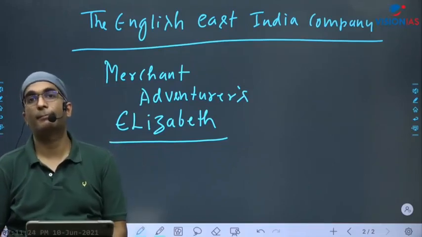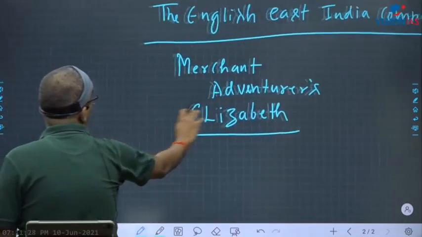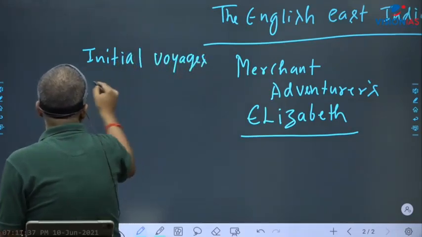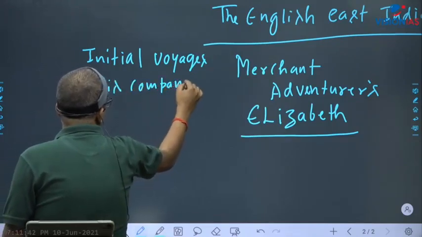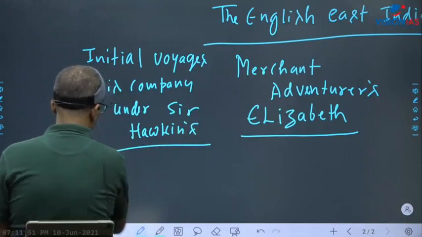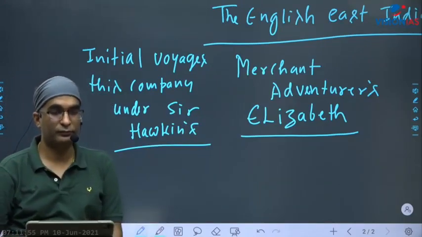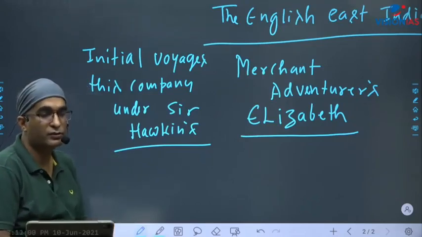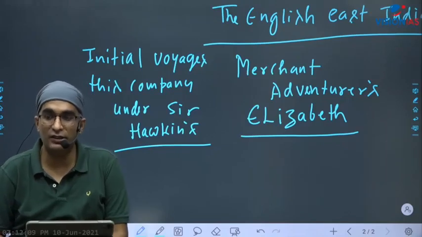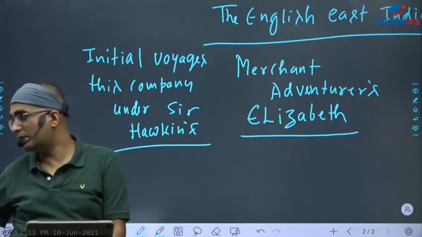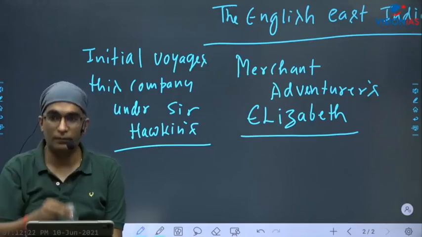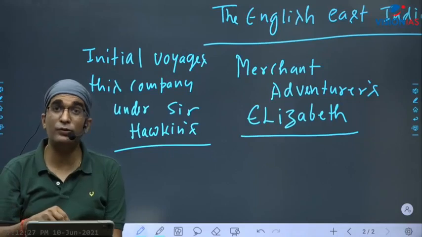Then, after full stop, the initial voyages of this company under Sir Hawkins were not so successful in getting concession from the Mughal court. Full stop. And in brackets you can write why it was happening.